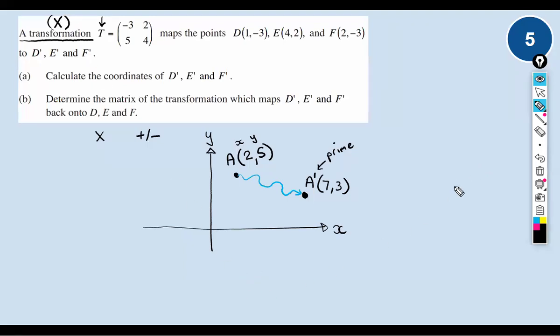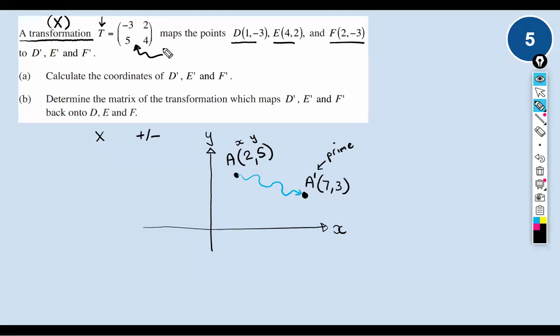So how does it work? The computer is going to take this matrix and multiply it by point A. And when it does that, it will end up moving it to point A prime. So all the examiner is asking us to do is take all of these points individually, one by one, and multiply it by this matrix.